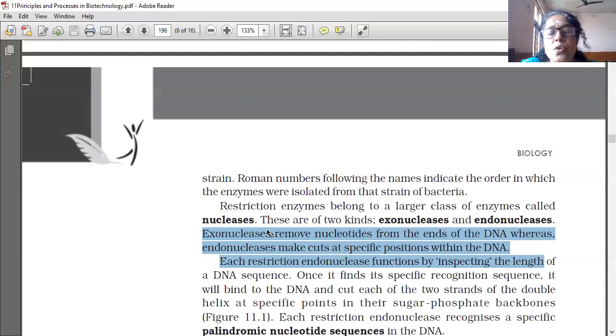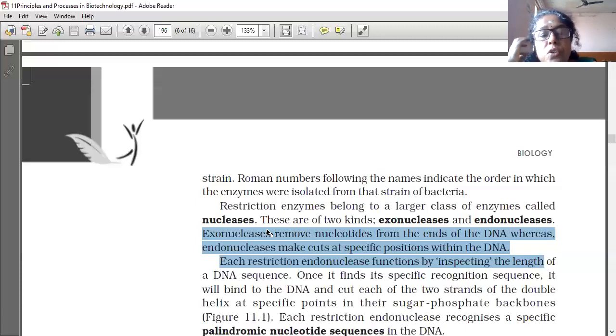Each restriction endonuclease functions by inspecting the length of a DNA sequence. So, the difference between exonuclease and endonuclease, have you all understood? Exonucleases remove nucleotides from the ends of the DNA. Exo means outside, the end of the DNA. Whereas endonucleases make cuts at specific positions within the DNA.